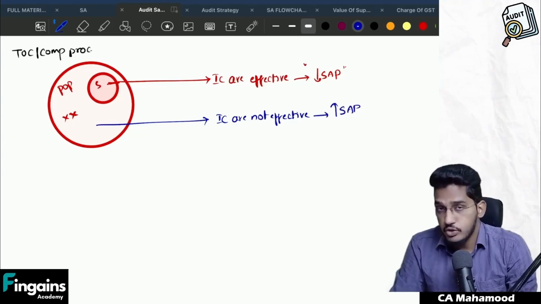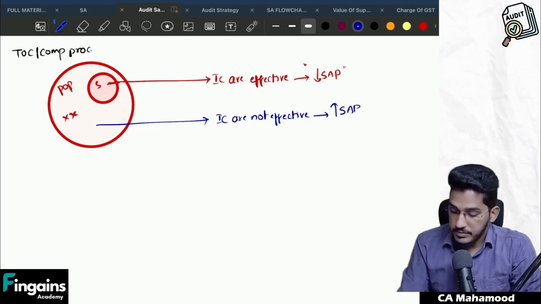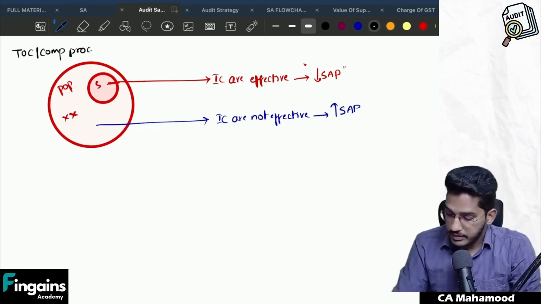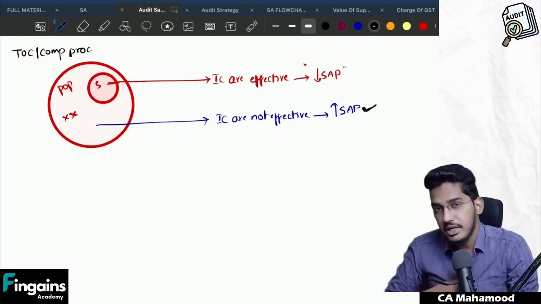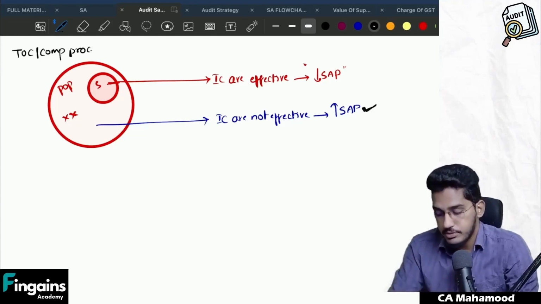You would have taken a decision to perform more substantive audit procedures. See, actually, this is a correct decision. Performing more substantive audit procedures is a correct decision. Why? Because there are lapses in internal control. So you should have taken a decision to perform more substantive audit procedures.